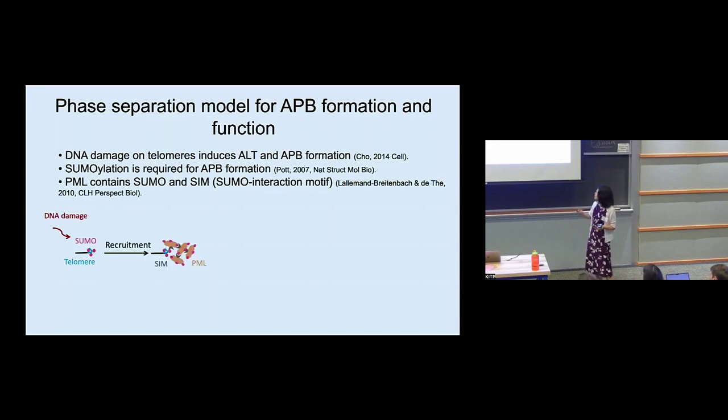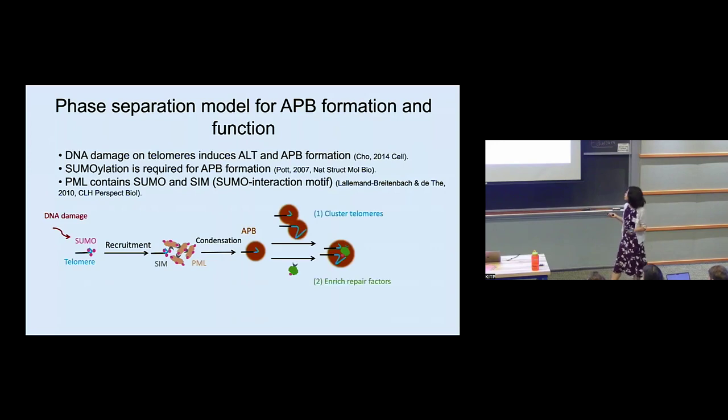And then for some reason, those telomeres now can, because of SUMO, recruit PML proteins uniquely only here, but not in other normal DNA damage foci, because they don't have APBs or PML bodies. And somehow they can recruit PML protein because PML contains SIM, through SUMO-SIM interaction. And now you have enough local high concentration of PML, naturally you get condensation, and that leads to the formation of PML body, and then you form APBs.